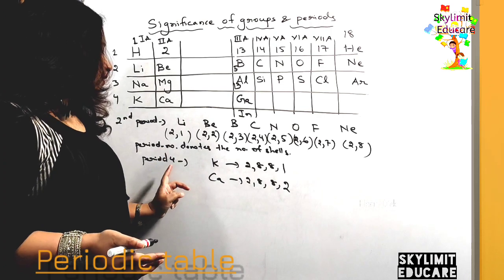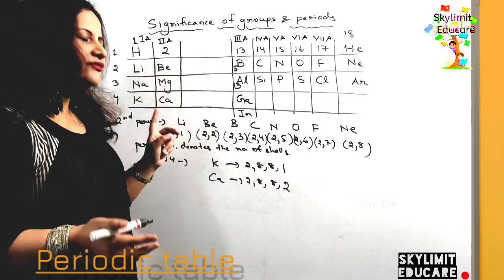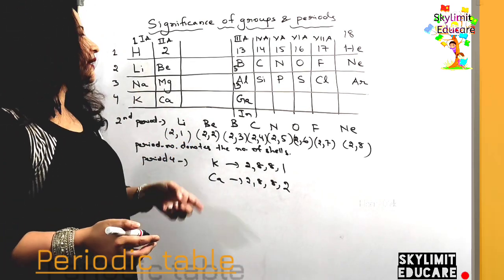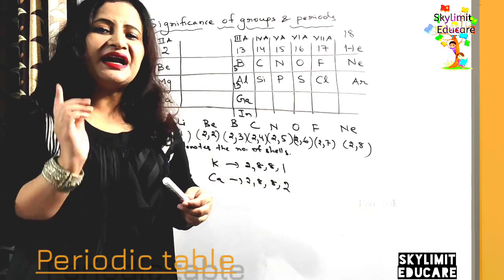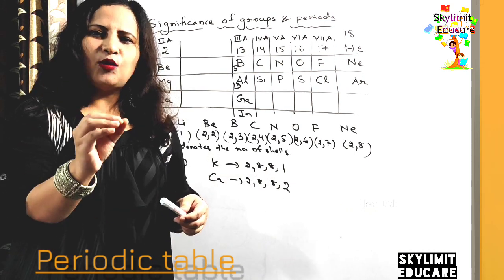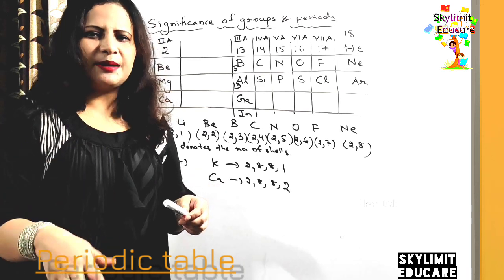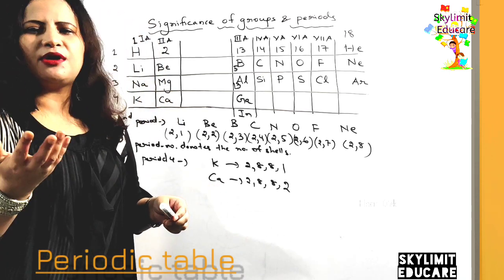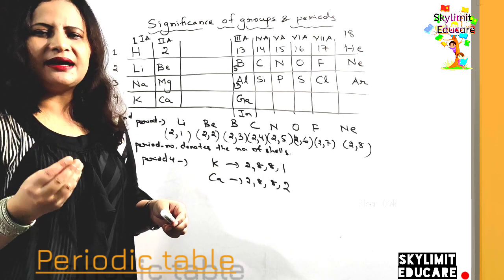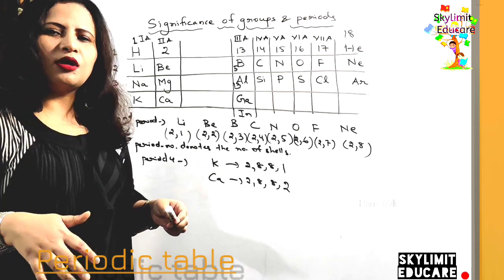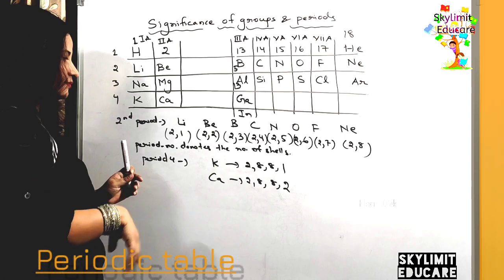That means the elements falling in period 4 have 4 shells. The elements falling in period 3 have 3 shells. So the period number is very important, as by knowing the period number you can just conclude the number of shells, and by knowing the group number you can just conclude the number of valence electrons present for that particular element, right?